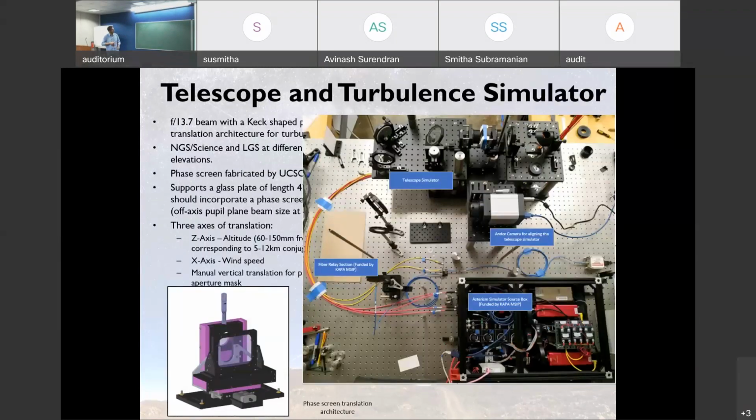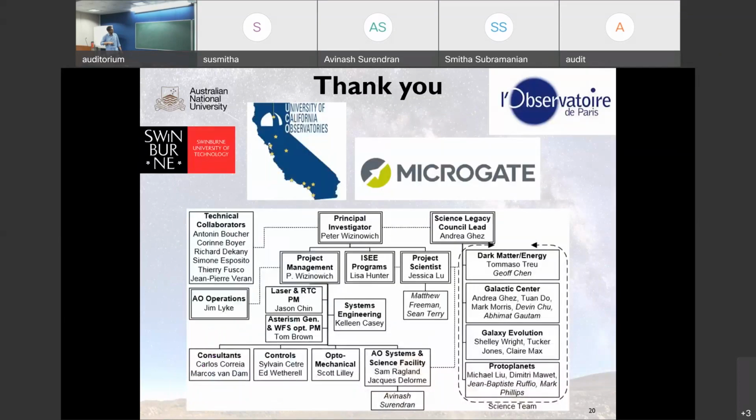So this is the setup that you can see in the lab where we are testing the telescope simulator with an Andor camera here, just to ensure the asterism sizes are correct, the intensities are stable, all those kinds of things. So that's about it.